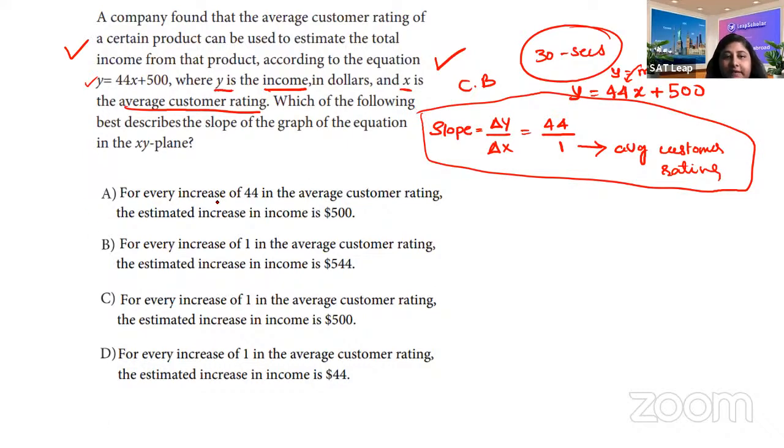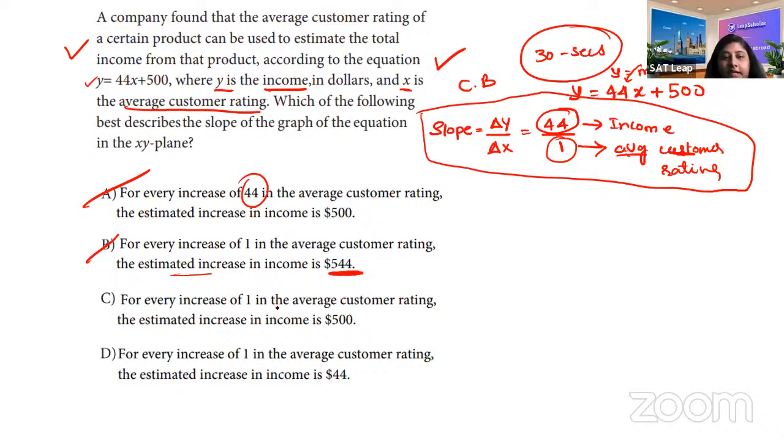The first statement says: for every increase of 44 in the average customer rating. Is the average customer rating increasing by 44? No, right? It is increasing by 1. So this can't be my answer. Second option: for every increase of 1 in the average customer rating, that is correct. The estimated increase in income is 544. So how much is the estimated increase in income? It is 44 only, not 544. So the denominator definition is correct, but the numerator definition is wrong here. So B is not my answer.